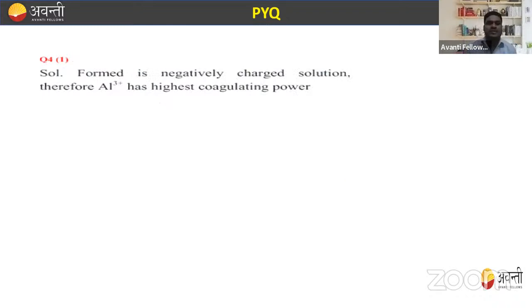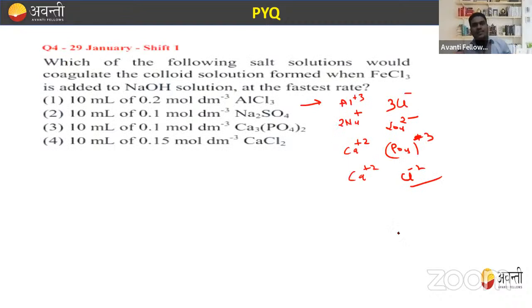So the solution formed is a negatively charged solution. Therefore, aluminium has the highest coagulating power. We know this because the solution is formed when FeCl3 is added to NaOH. So which of the following salt solutions would coagulate the colloidal solution formed when FeCl3 is added to NaOH solution at the fastest rate?